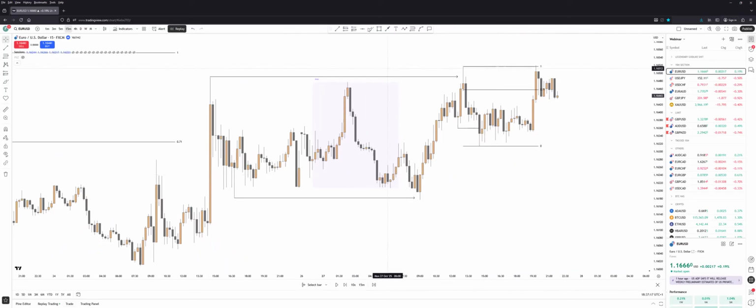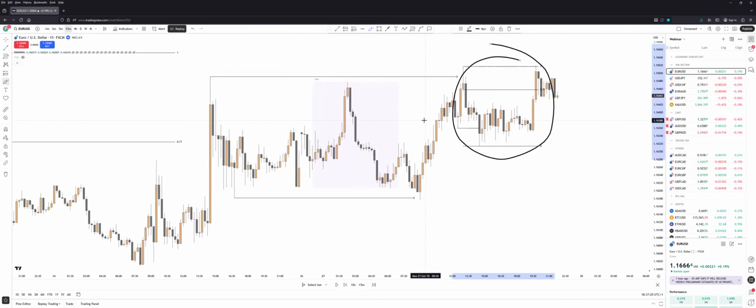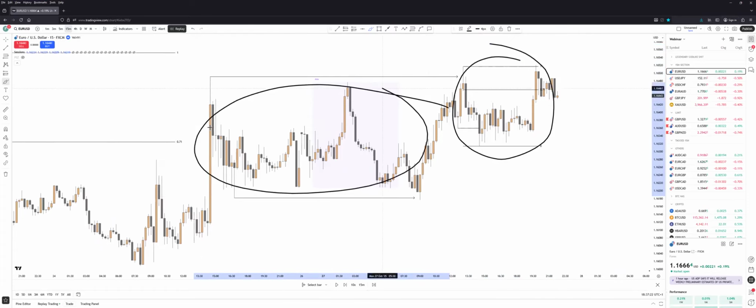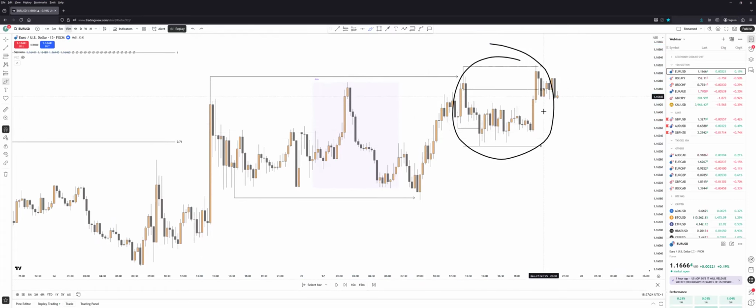So this is basically the reason why this setup has failed. I wasn't even looking at this range sweeping concept right here. I was just hyped about seeing this sweep and then a shift in the structure with liquidity built up. Yeah, this trade could have been taken, but I'm just explaining the reason behind this loss.